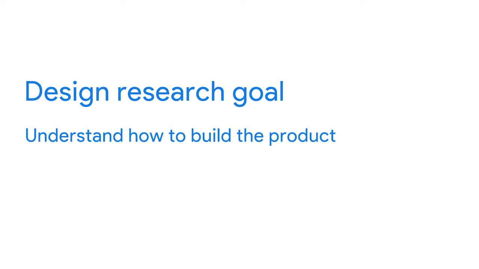a dog walking app. If you run research during the design phase, your goal should help you understand how to build the product. Research at this time is called design research, and it will give you the answers you need to move forward through the design process with confidence. In our example, the goal of design research would be to learn how you should build the dog walking app and what features it will need in order to solve the user's problem.